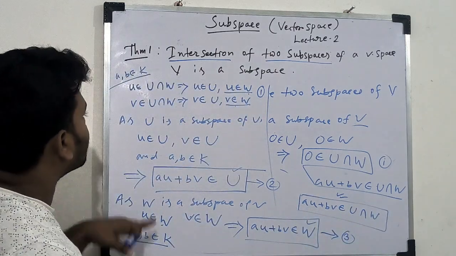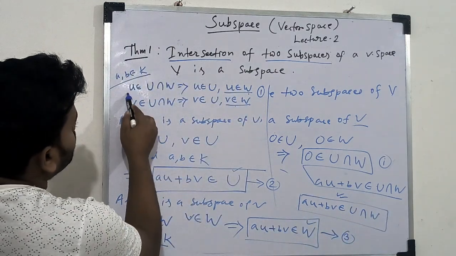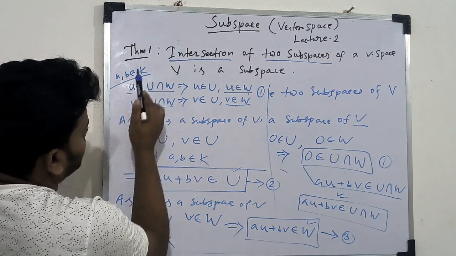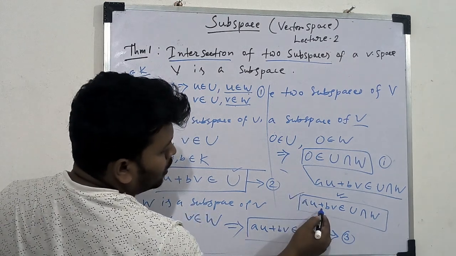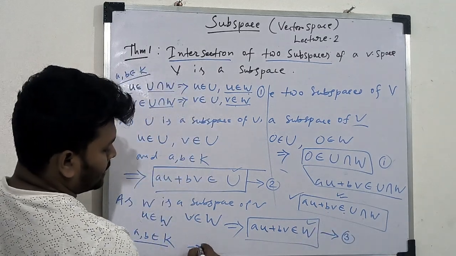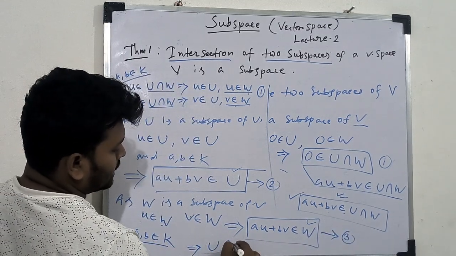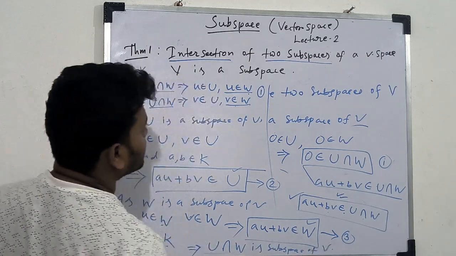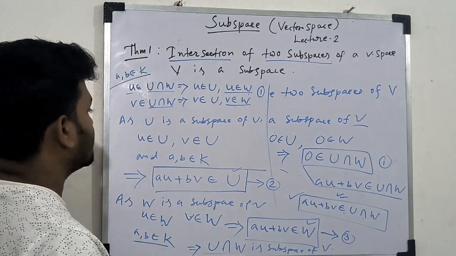So what did we assume at first? We assumed that u belongs to the intersection, v belongs to the intersection, and a, b belongs to K, and ultimately we get au plus bv belongs to the intersection. So we can conclude that this U intersection W is a subspace of vector space V. Okay? So this is the proof.